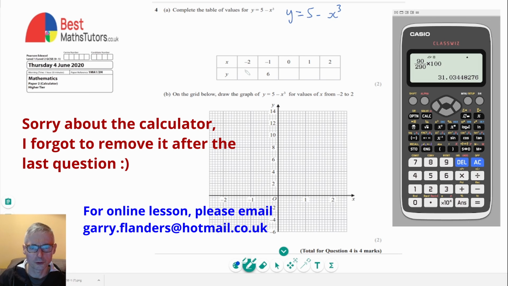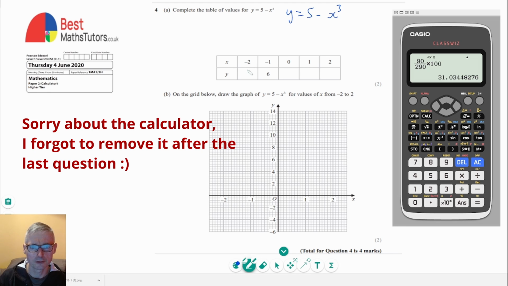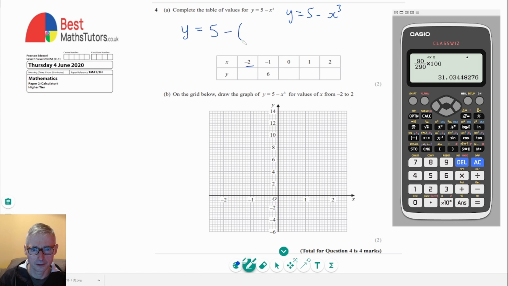And so what we've got to do is, first of all, fill in the table. And so that involves doing substitution into this formula. So for the first point here, we've given the x value, and so we need to work out what would y be when x is minus 2. So what we can do is we can say, well, y is going to be equal to 5 minus, and then we've got to cube negative 2 for the value that's going to go here.